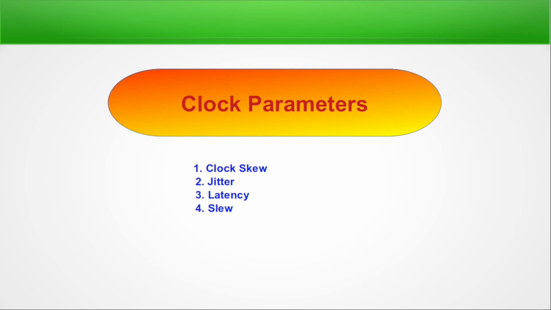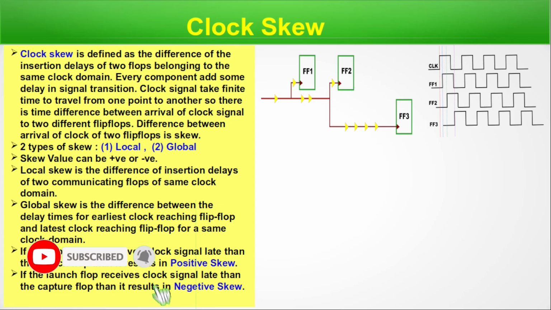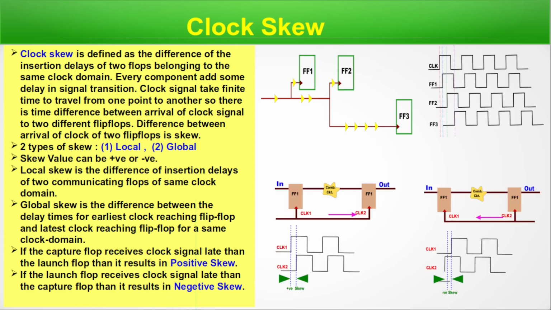Now clock parameters. Here we'll talk about four parameters. Later we will see these are basically non-idealities also. We can call them non-idealities: clock skew, jitter, latency and slew. The first, clock skew. We have already discussed clock skew in the delay episode.